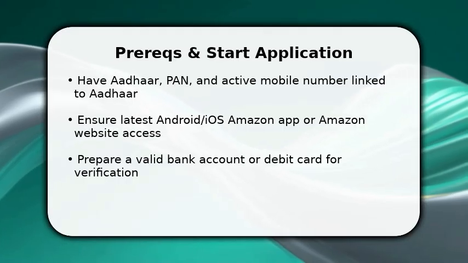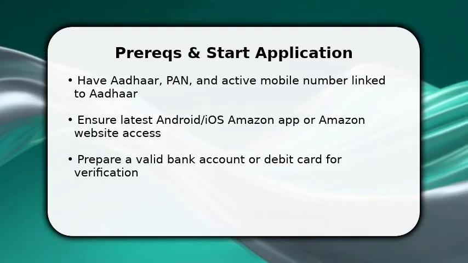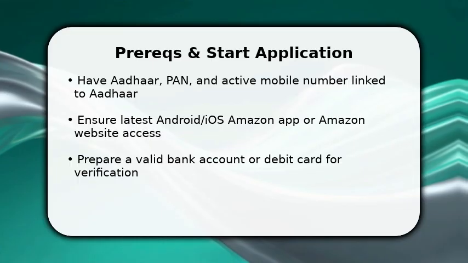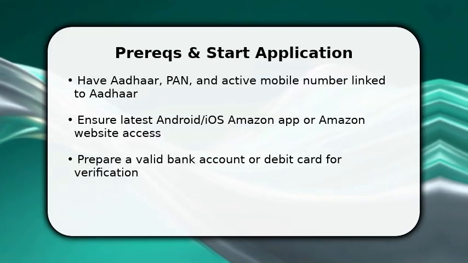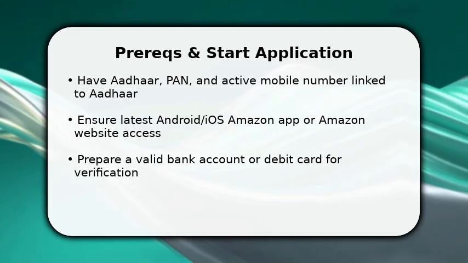You begin by confirming eligibility. You must be an Indian resident with PAN and Aadhaar linked to the same mobile number. Once done, open the updated Amazon app or website and go to Account, Amazon Pay Later.